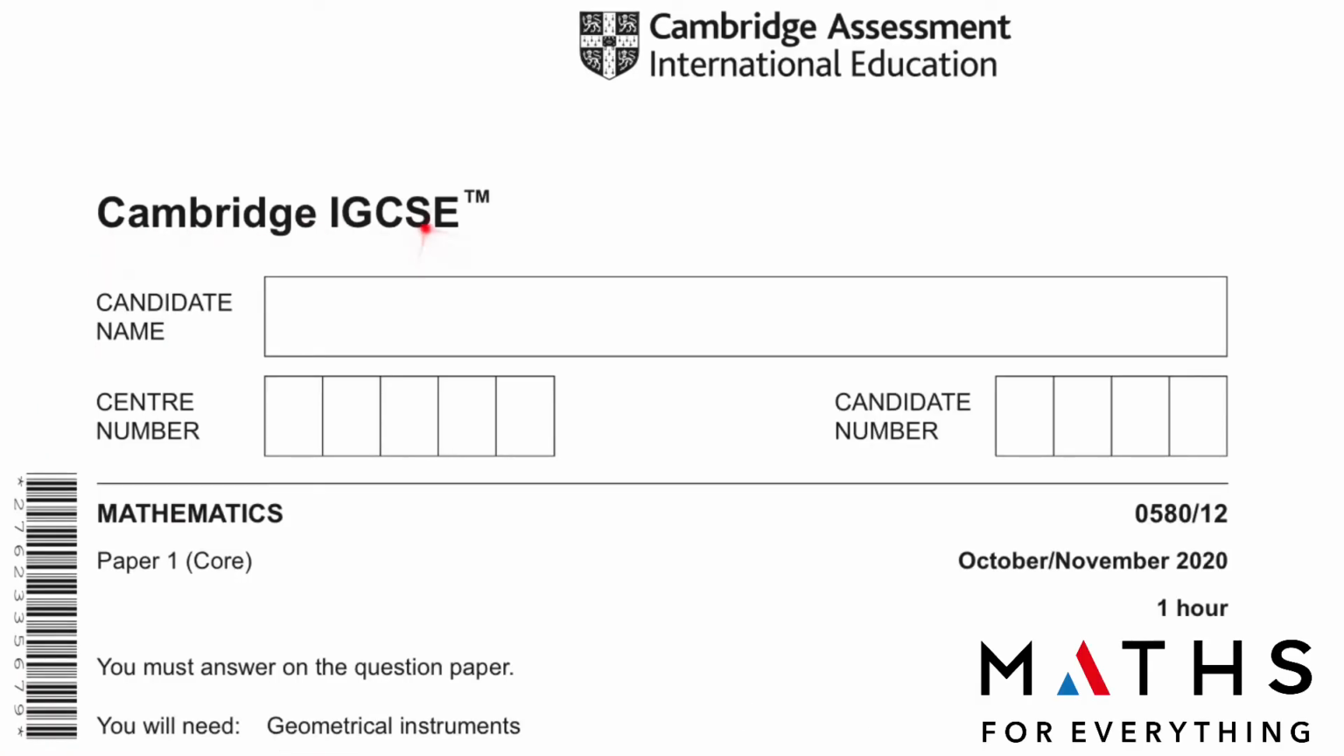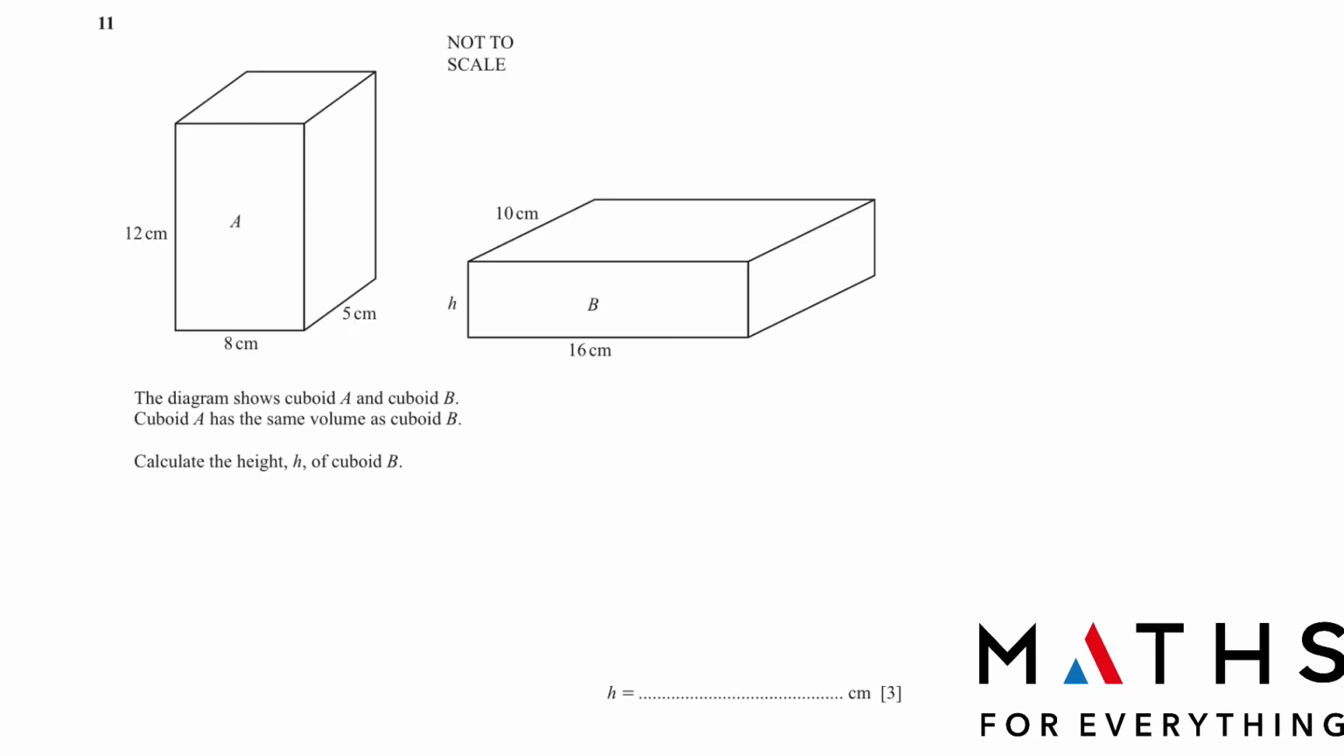Today we are going to solve Cambridge GCSE Mathematics Paper 1, course 0580, variant 12, October-November 2020, from question number 11 onwards. In question number 11 we have been given two cuboids, A and B. Cuboid A has the same volume as cuboid B. Calculate the height of cuboid B. An easy 3-mark question if you know the volume formula of a cuboid.